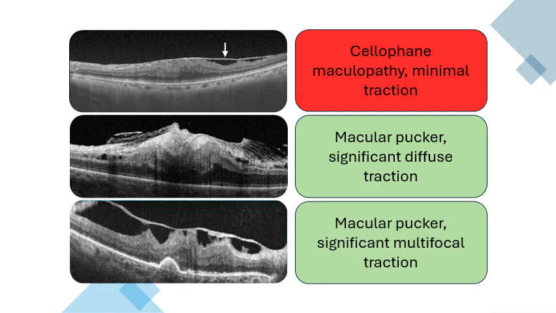And then the macular pucker may exert multifocal traction rather than diffuse traction. So in the photo in the middle, the pucker is diffusely adherent to the inner surface of the retina, while in the lower photo, the pucker is attached only to different focal points of the macular area. This is important during the planning of the surgical removal of this epiretinal membrane.